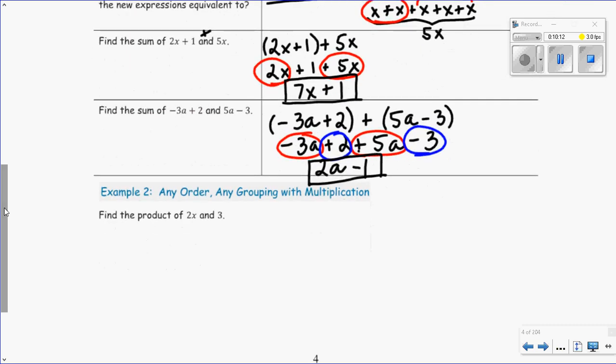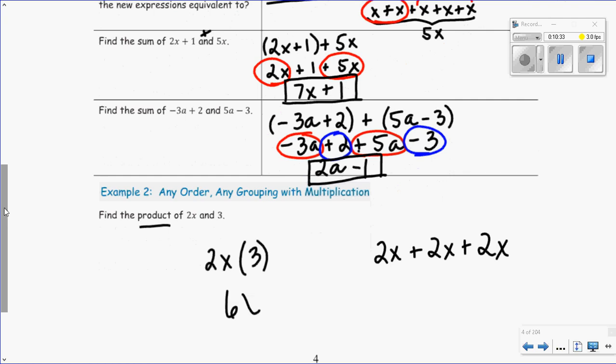Find the product of 2x and 3. So product means to multiply. So 2x times 3. That would be like saying, okay, I want 2x and I want to have that 3 times. So that would be expanded form. Again, you don't have to keep doing that though if you know that 2x 3 times would be how many x's? 6x. And now I've just made that one term. Okay, because your definition of term earlier was a single number or variable or numbers and variables multiplied together. And 6x is 6 and the unknown number multiplied together.